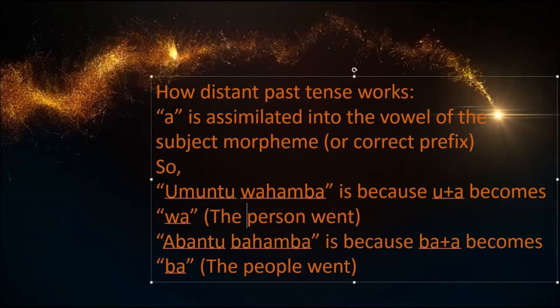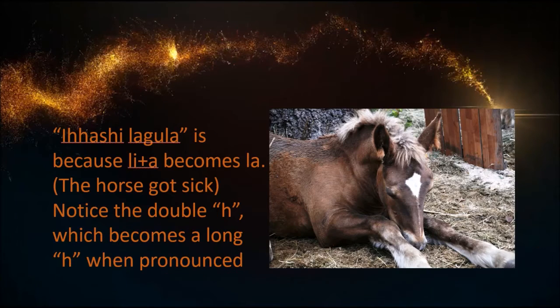And then here's an example. Ihashi lagula, distant past tense again. If it was recent past tense, it would become ihashi ligule ekuseni, or whatever it is. But here, distant past tense is because the li, which is the prefix, or the morpheme for the horse, ihashi, remember it is ili, and added to a, the a is stronger than the i, and it becomes la. So it is: the horse got sick.